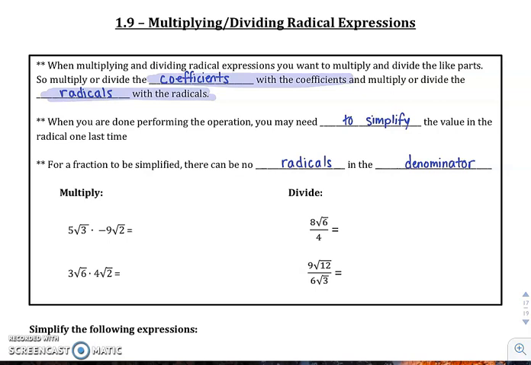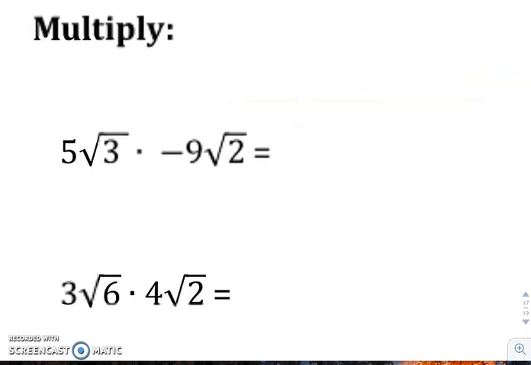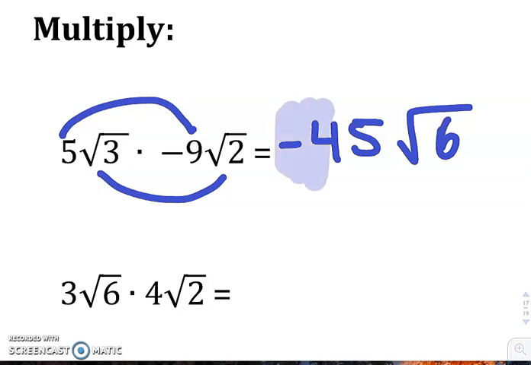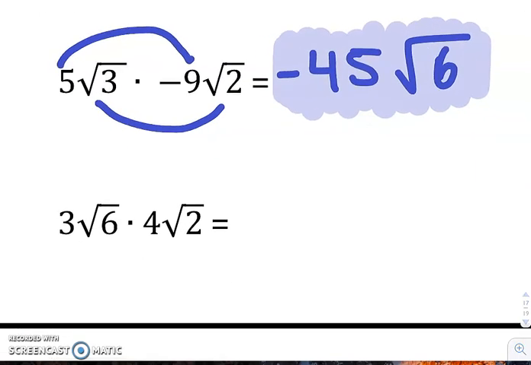When you're multiplying, the coefficients get multiplied together. So 5 times negative 9 is negative 45. Square root of 3 times square root of 2 is square root of 6. Since you can't simplify the square root of 6 at all, this problem would be done and it would be simplified.